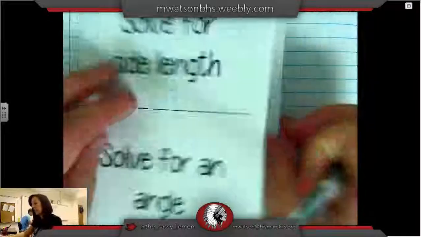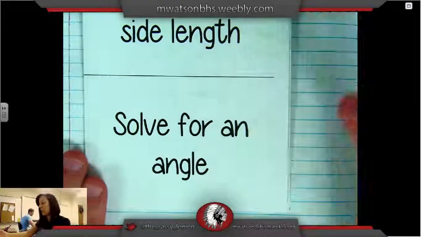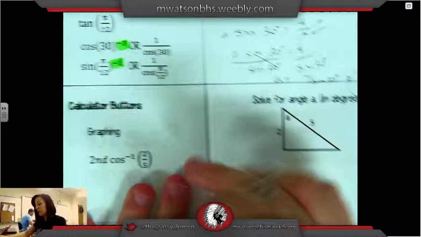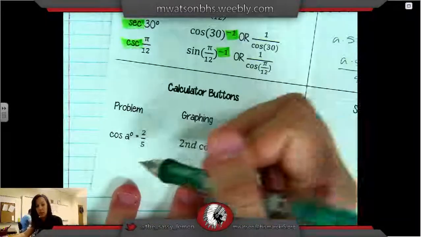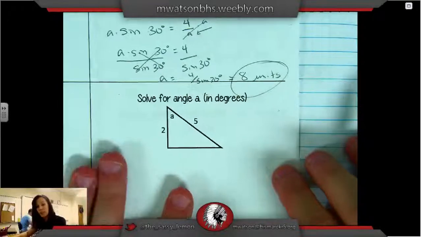Alright, now let's move to the bottom. Solve for an angle. So we just solved for a missing side length. What if we don't know our theta? We're going to be using these buttons in just a moment, and I'll talk about it a little bit more. But first, let's start by setting up our equation.